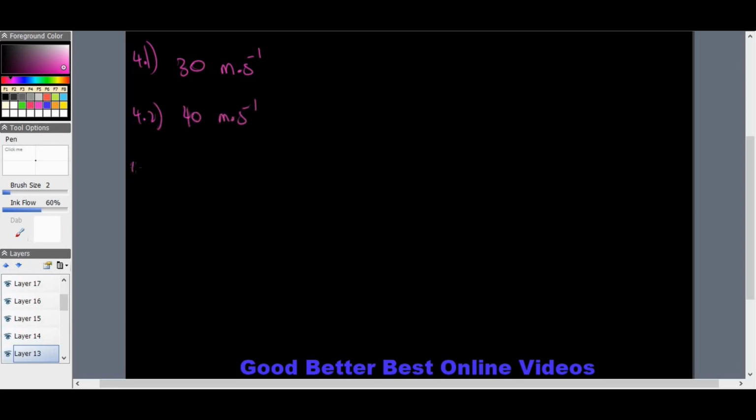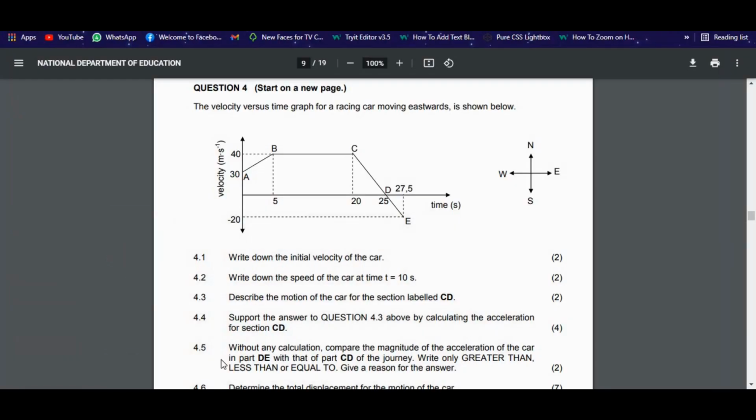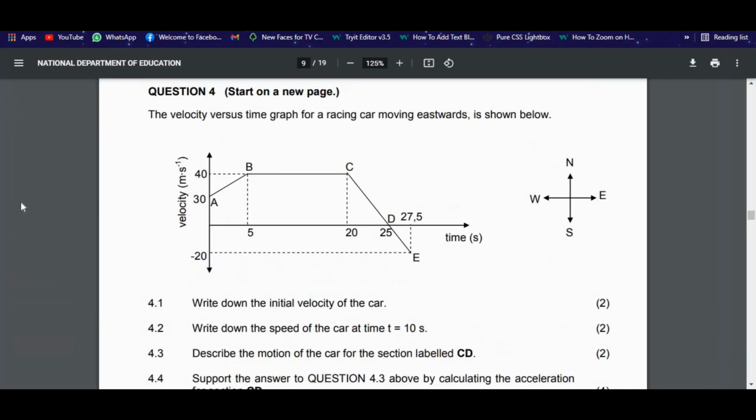Now, before we progress, I just want to find out, does everybody understand why it is 40 meters per second? Okay. 4.3 is a little different. 4.3 says, describe the motion of the car for the section labeled CD. First of all, position D is 25 seconds, and position C is 20 seconds. So for 5 seconds, this is the change in position from C to D. But we also know that there's a change in velocity, coming down from 40 meters per second to 0, because this line here is 0 meters per second.